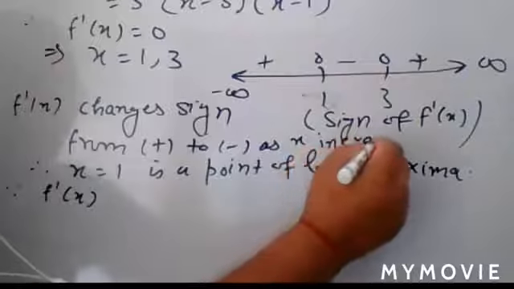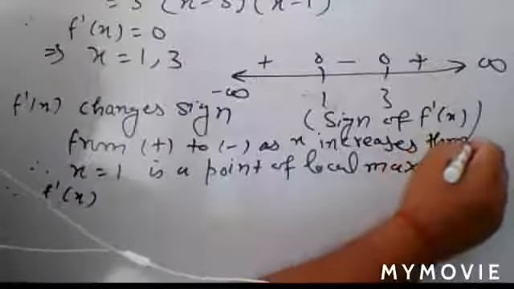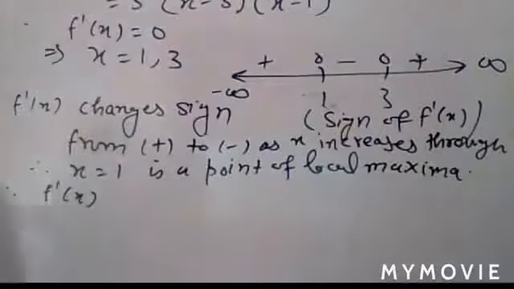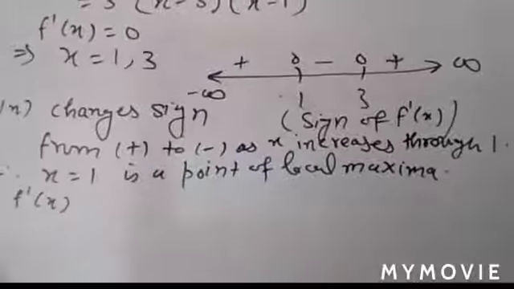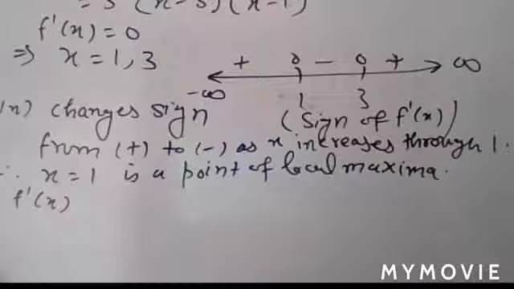You add here, as x increases through 1, you have to add this one also. So that's why you have here x is equal to 1 is a point of local maxima.